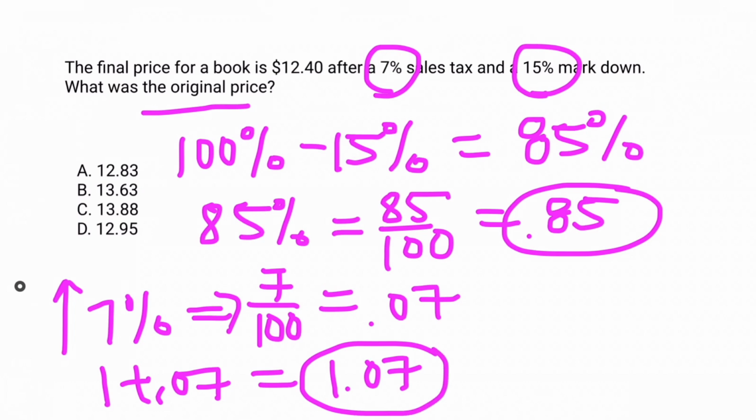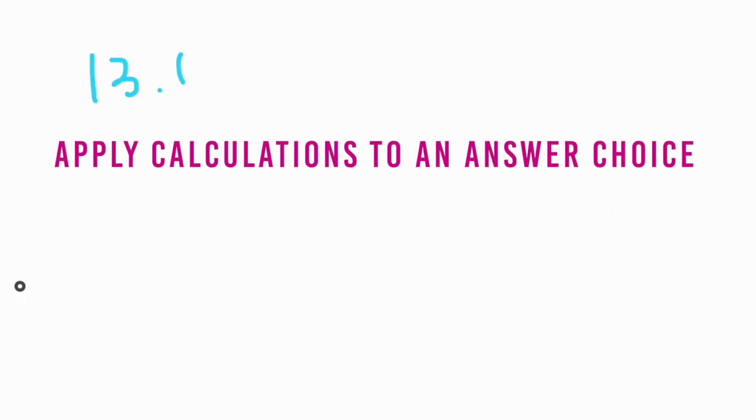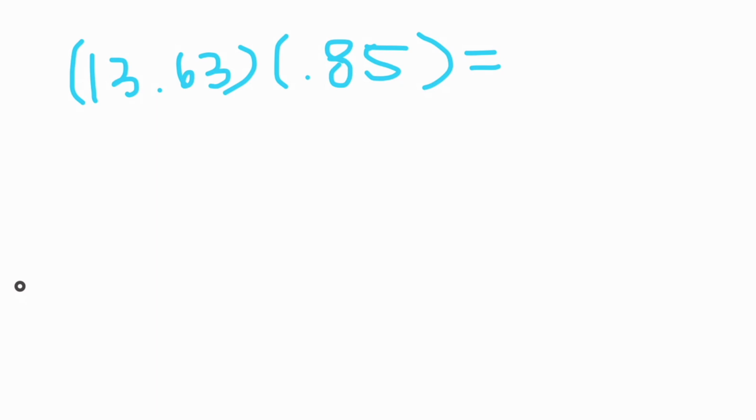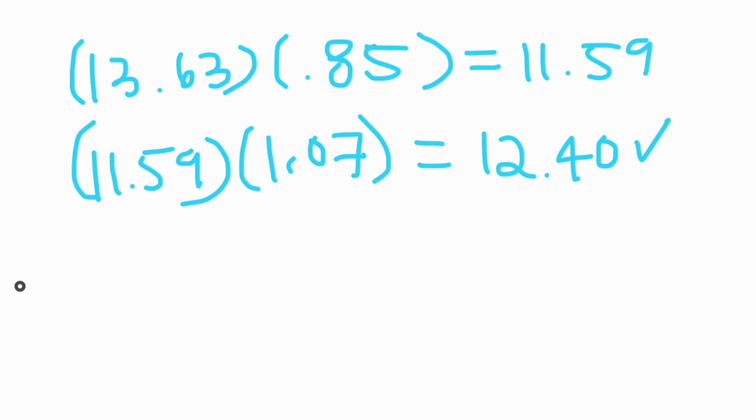The easiest way to do this is actually to use the numbers that are given. So let's try answer B first. Answer B says that the original price was $13.63. So if you have $13.63, technically you're supposed to take only 85% of it as your discounted amount, and this is equal to $11.59. After the discount, you have $11.59 and you still have to pay a sales tax, so you multiply it by 1.07 and this actually equals $12.40. So answer B actually worked.